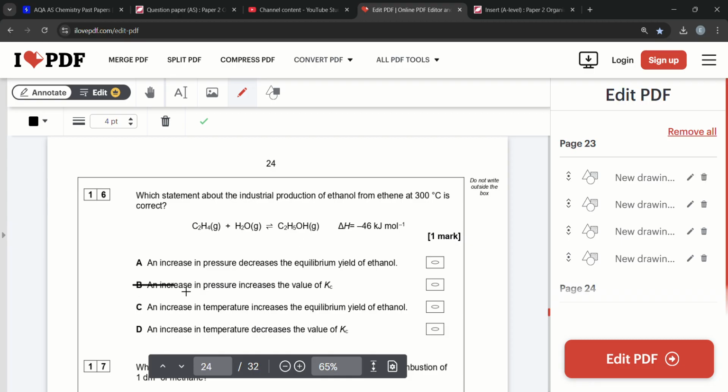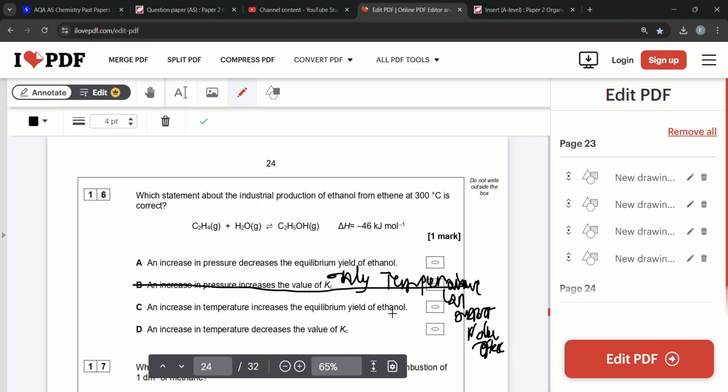That's incorrect. Only temperature can affect the value of Kc. I keep saying that for every one of these questions, but you can just eliminate one or two options because of that idea. It's usually one. Only temperature can affect the value of Kc.